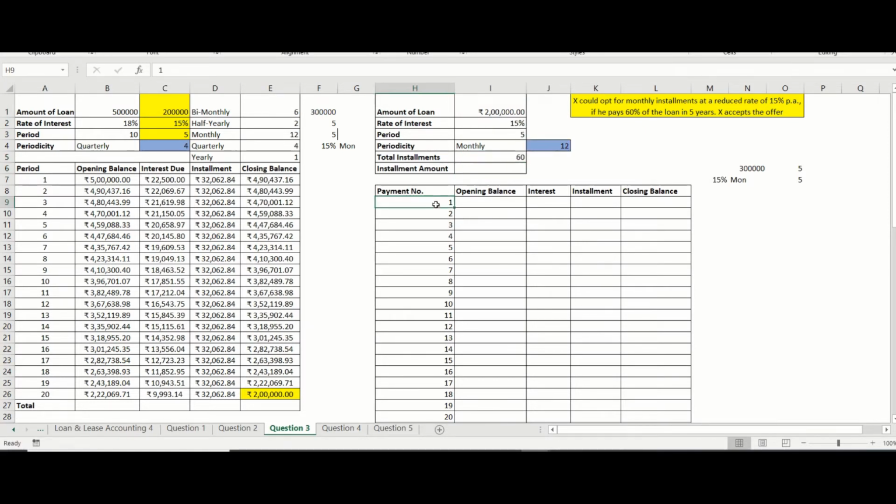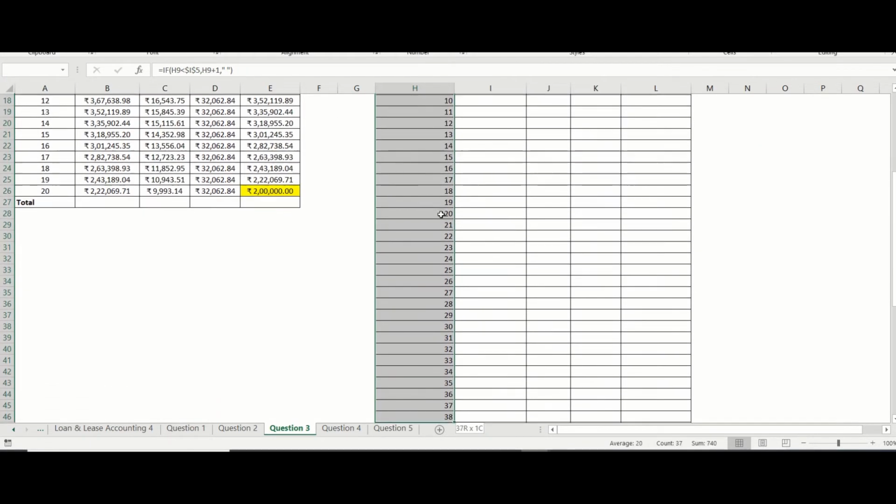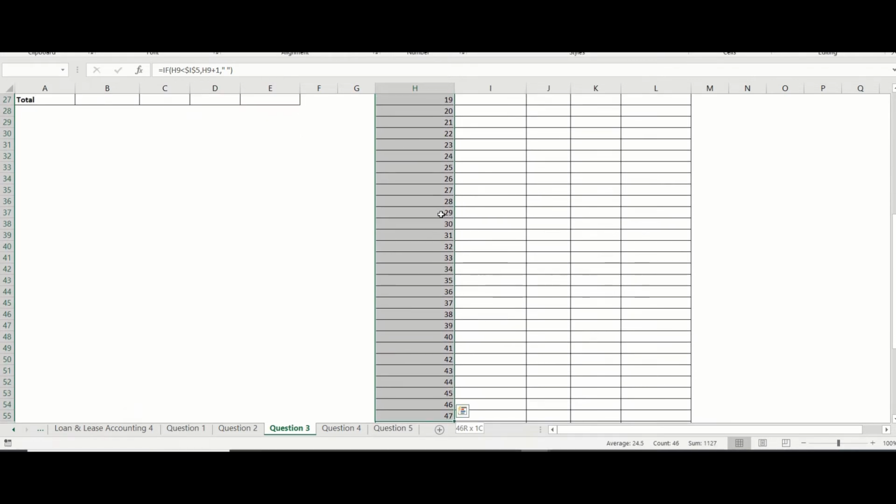ठीक है, तो फर्स्ट इंस्टॉलमेंट 1 आ गया मेरा. सेकेंड का फॉर्मूला क्या है? इफ my first installment number is less than total installments, I fix this. What do? You add 1, otherwise you leave a space, right? I drag this formula down to 60 installments. ये already हो रखा है, इसलिए you can see the numbers. आपके में भी ऐसे ही होगा, I guess.